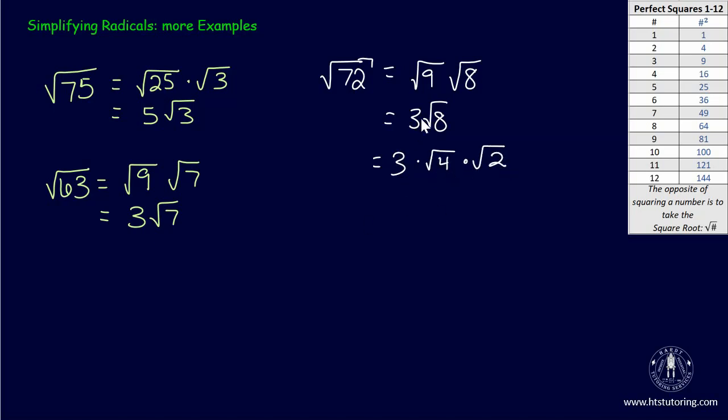Again, that 3 just keeps coming down because it's going to multiply by it. So then I have 3 times 2 times the square root of 2. I can do 3 times 2, and I get 6 square root 2.